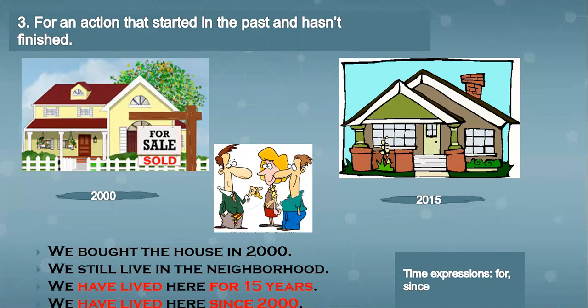So again, for an action that started in the past and still continues in the present, we speak using the present perfect by saying, we have lived here for 15 years, or we have lived here since 2000. So we can see here that some of the time expressions we use with the present perfect are the words for and since. And we're going to study them in detail and we're going to learn exactly how and when to use them. Let's look at the fourth use of the present perfect.